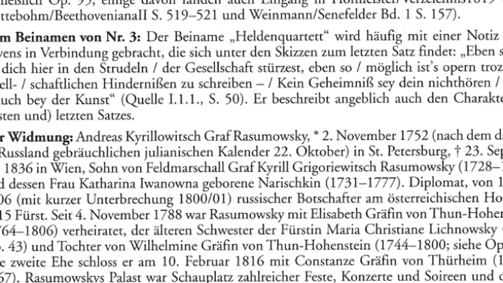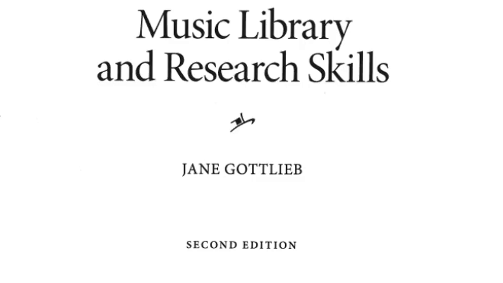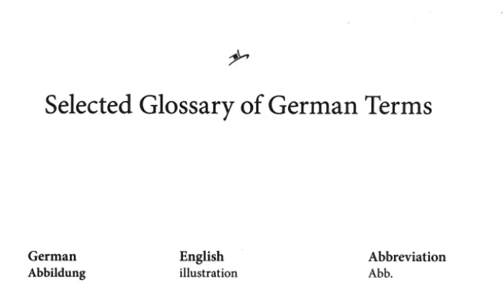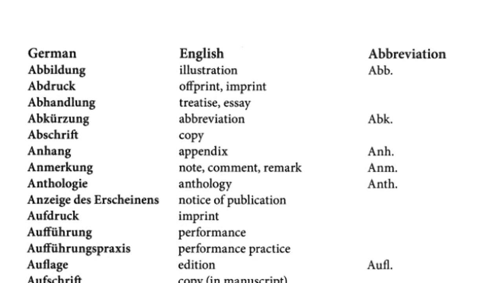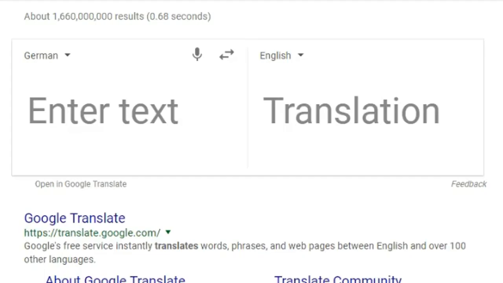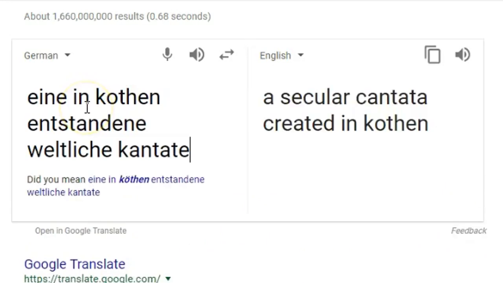A few resources can be very useful. Jane Gottlieb's book, Music Library and Research Skills, contains a select German-English glossary of terms likely to be found in these catalogs. Google Translate can also be an invaluable tool. We will use it throughout our exploration of Schmieder's catalog of Bach's works.